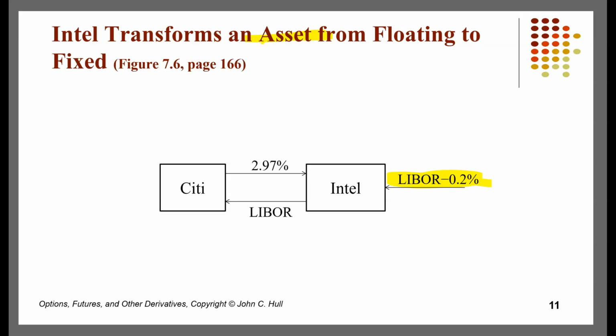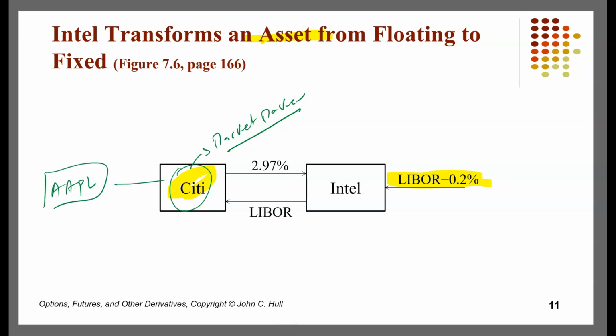Now we've been playing with this so far, and we talked about Citi as the middleman, and essentially Citi is going to play the role of a market maker. So Citi is going to connect these two entities, right? Citi is going to connect Apple, we had AAPL here, to Intel, and Citi is going to earn a spread, and we showed what that spread was like early on.